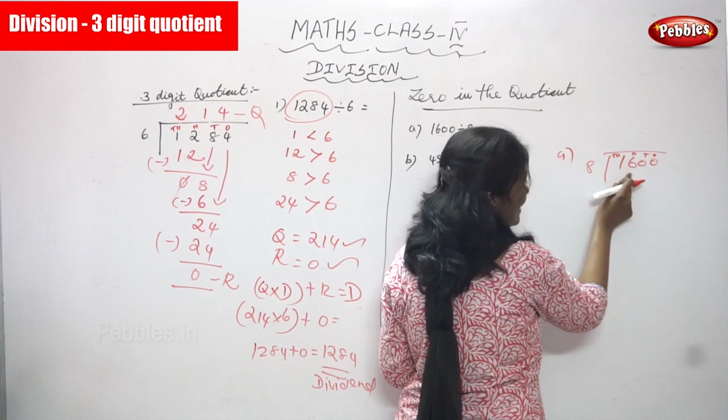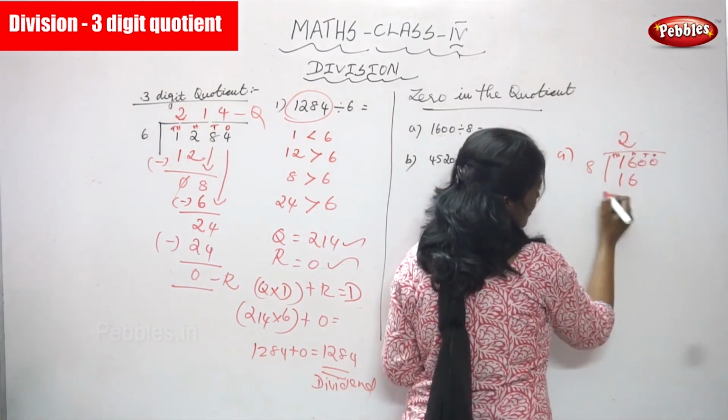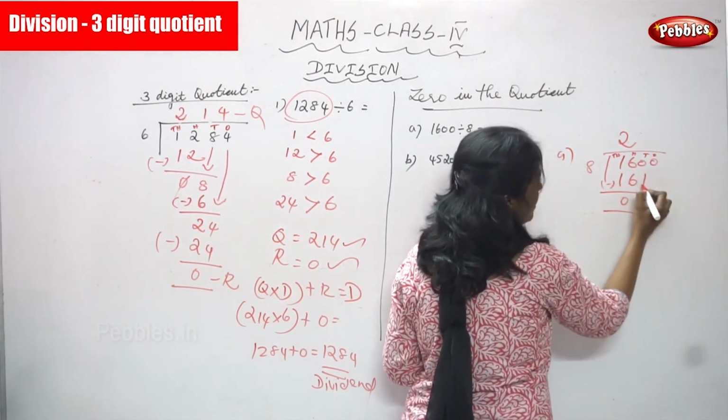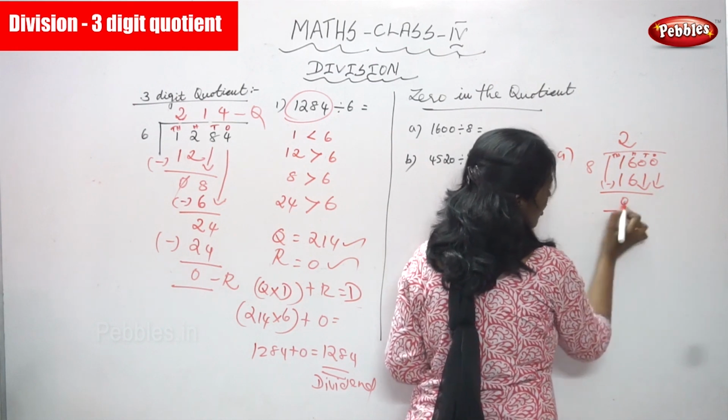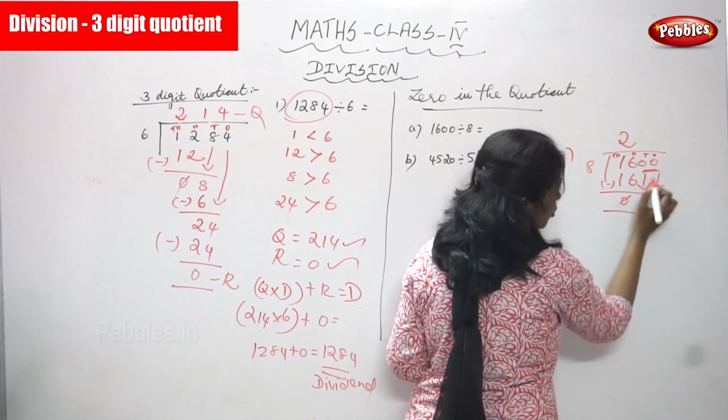In 16, how many times does 8 go? 2 times. 8 2s are 16. So you just write 16 as it is. 16 minus 16, you get 0. The remainder is 0. Next 2 digits are what? 0 and 0. So 2 zeros are here.